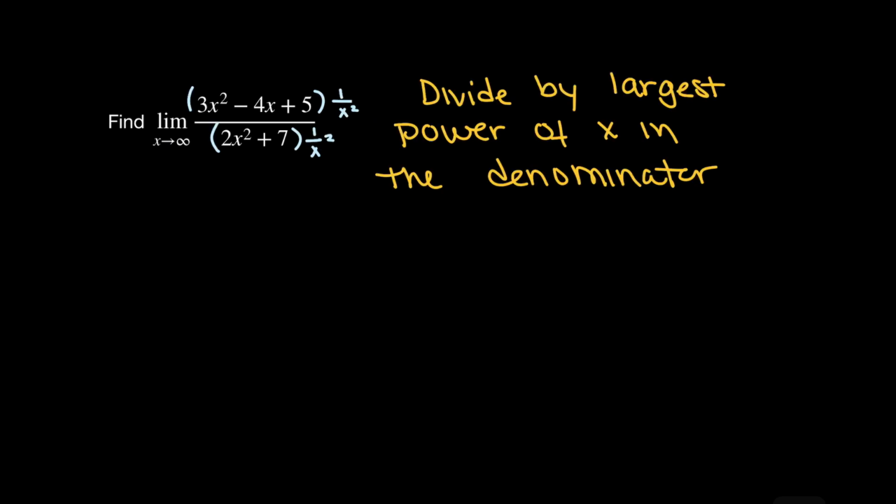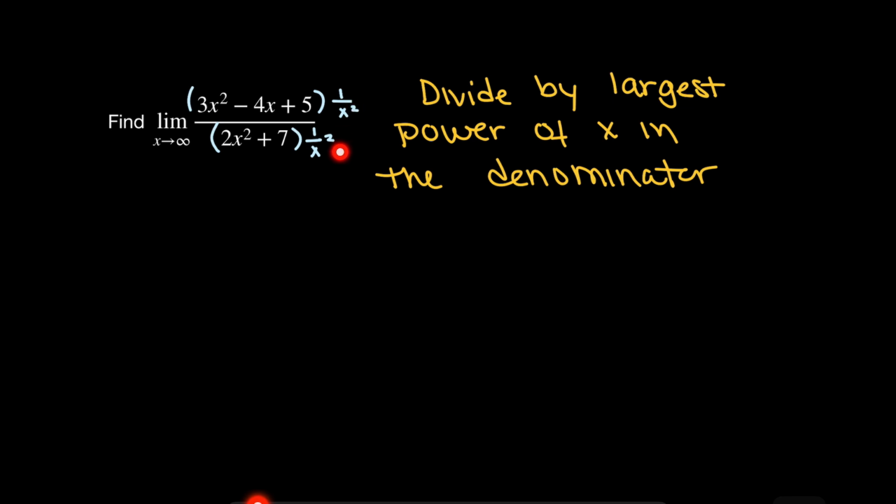And so what I'm going to do is take every single term in the numerator and every single term in the denominator, and divide by the largest power of x that I see in the denominator. In this case, the largest power of x is that x squared. So I want to divide every single term by x squared.